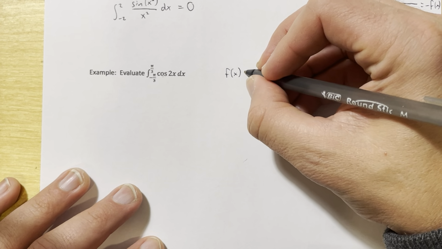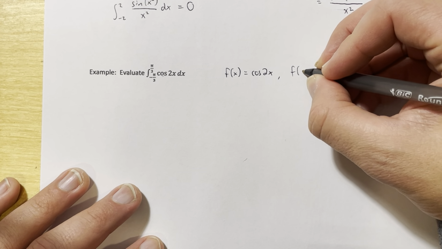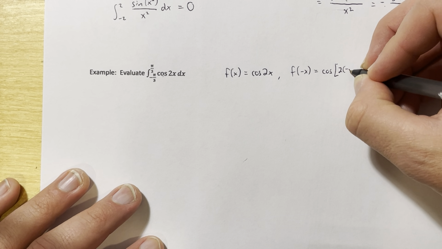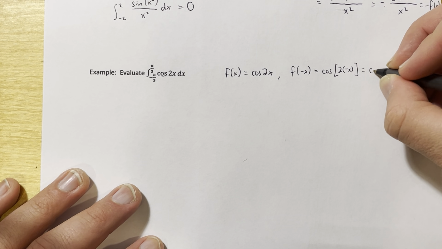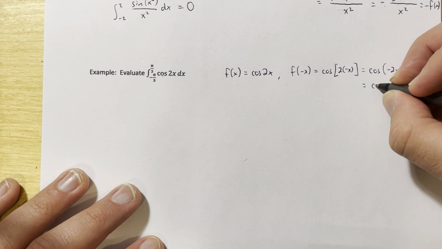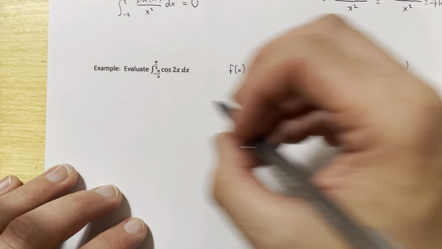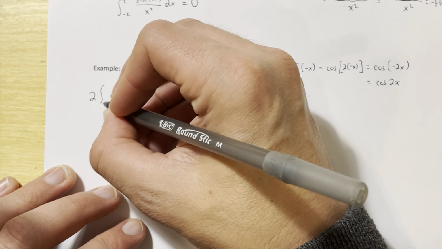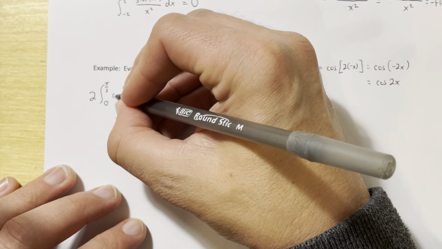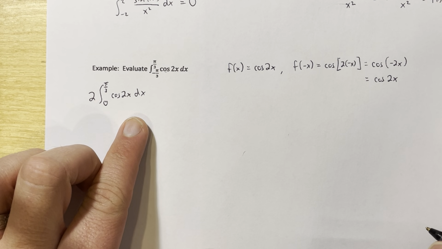f of x, if I set that equal to the cosine of 2x function, then what can I say about f of negative x? Well, that would equal cosine of 2 times negative x, which is equal to cosine of negative 2x, but cosine is an even function, so this would be the same thing as cosine of just 2x. Being an even function, I can rewrite this as 2 times the integral from 0 to pi over 3 of cosine of 2x dx. Now, how do I integrate this?